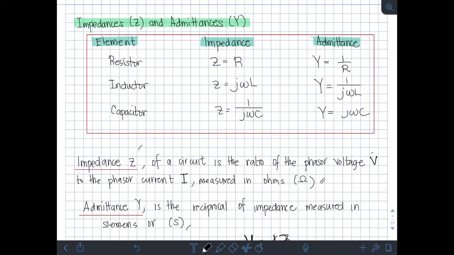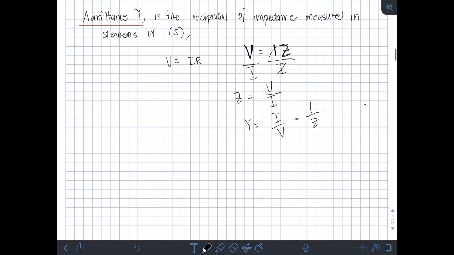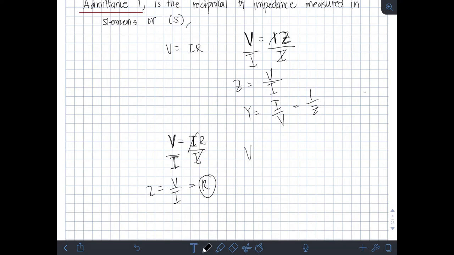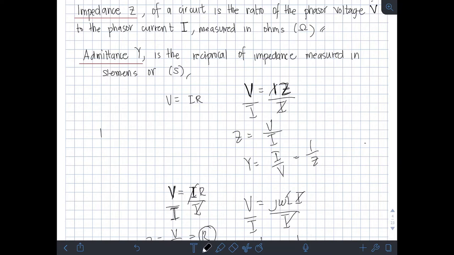So, for example, yung impedance natin for resistor is R. Bakit? Kasi, di ba, yung phasor relationship natin sa resistor is capital V is equal to IR. So, pag dinivide natin both sides by I, masasolve natin yung impedance Z nung resistor as V over I is equal to R. Right? Same as dito sa inductor. So, di ba sa inductor, we have V is equal to J omega L I. So, divide both sides by I, makukuha natin si Z as V over I, or equal siya sa J omega L.